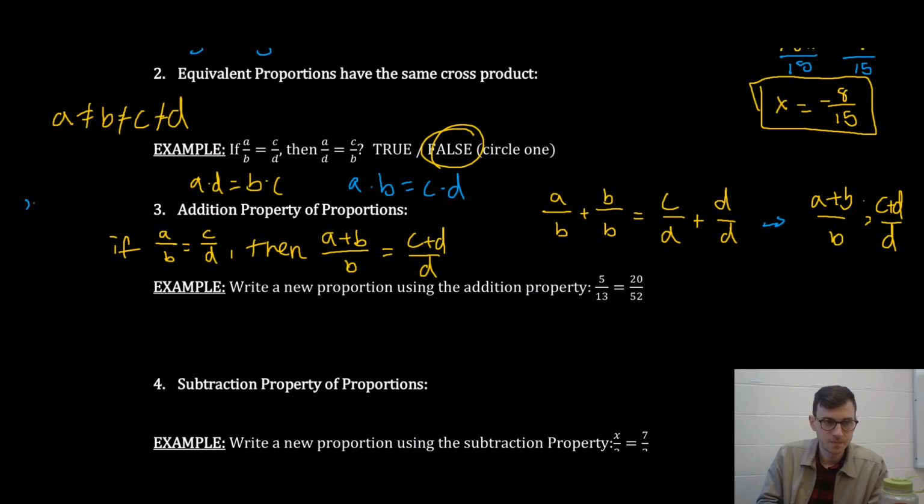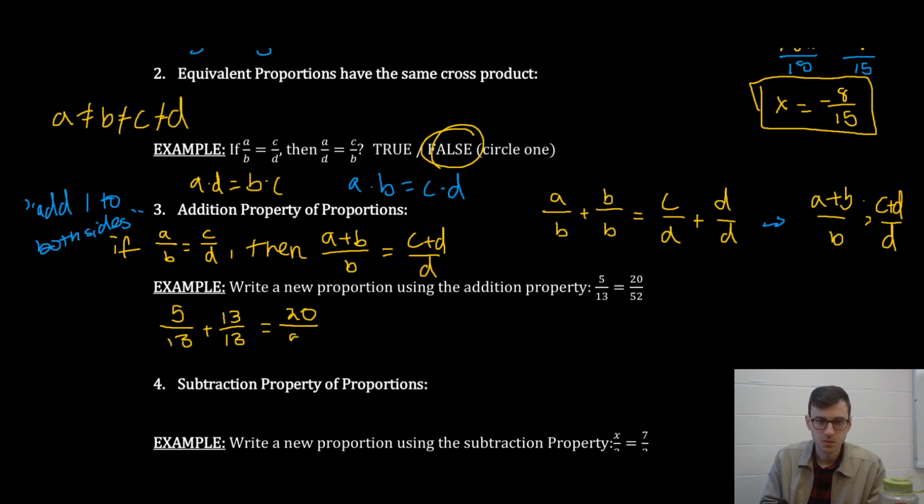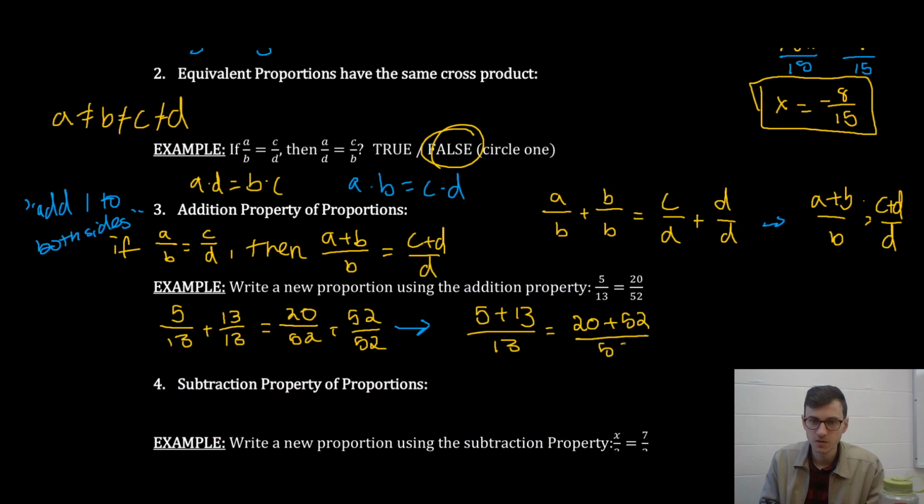So this is like adding 1 to both sides. That's basically what we're doing here. Okay, so if we wanted to write a new proportion using the addition property, 5 over 13 equals 20 over 52. I'm just adding the denominator, 5 over 13. I'm adding 1 to both sides. And this is the same thing as saying 5 plus 13 over 13 equals 20 plus 52 over 52.